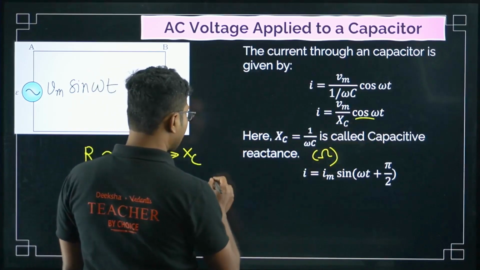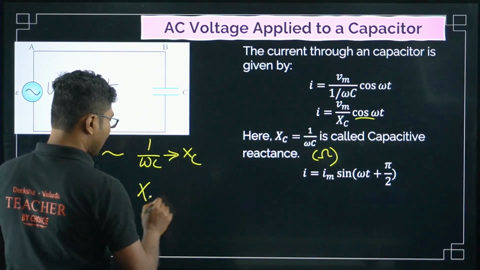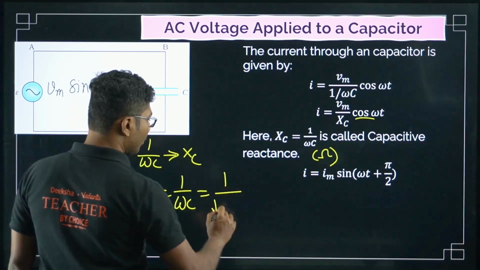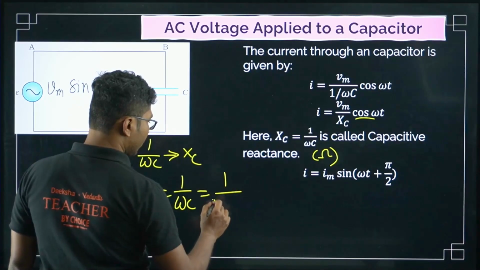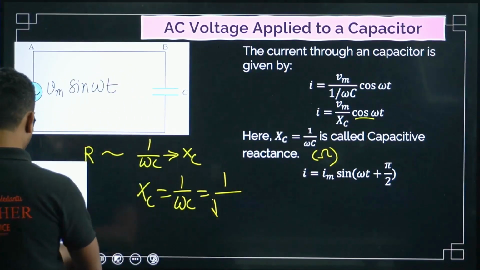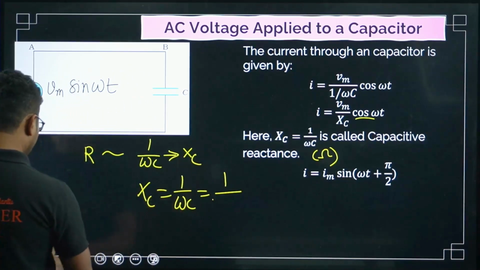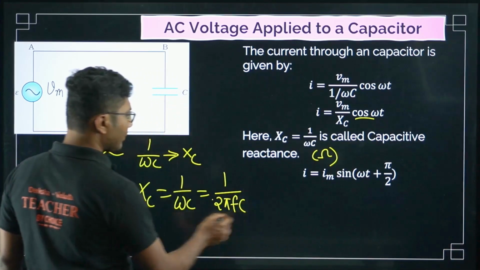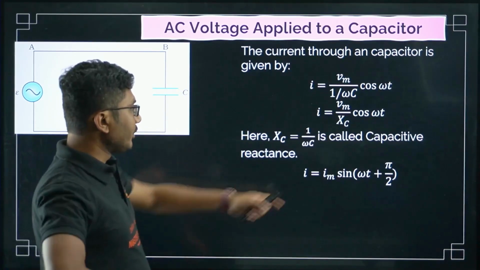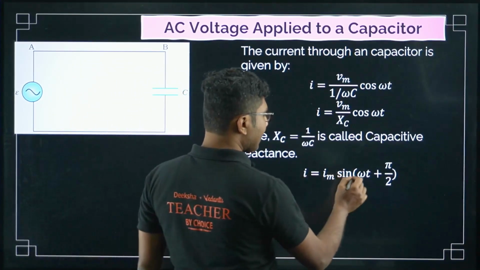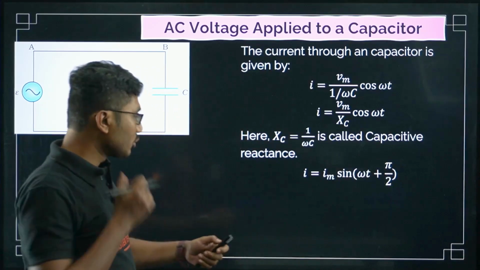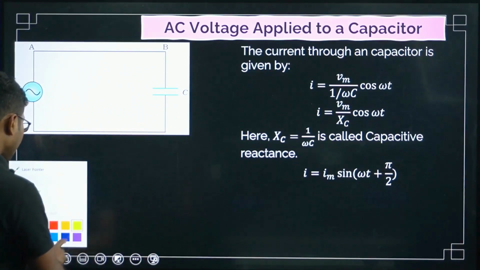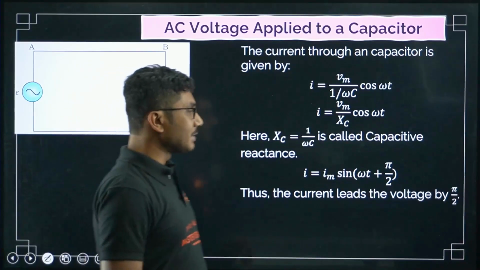You also have to remember that Xc is given by 1 upon omega c, that is 1 upon 2 pi fc. This is the formula that you should remember. So in this case, the current is given by Im sin omega t plus pi by 2. So basically you can say that current is leading the voltage, right? So current leads the voltage by angle pi by 2.